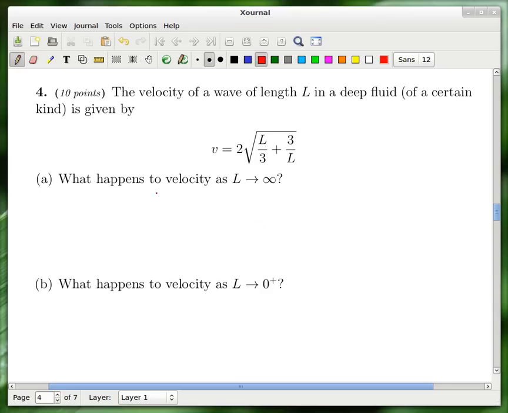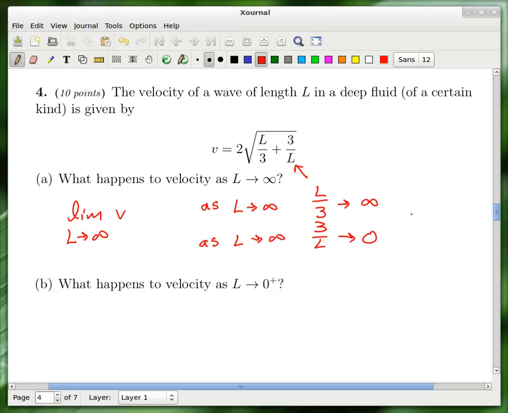I guess maybe you could write this in fancier form. This is the same question as: what is the limit as L goes to infinity of V? Really, you just ask yourself what happens to each of these two internal parts. As L goes to infinity, L over 3 goes to infinity, right? Because if you have a million bajillion divided by 3, it's still a really huge number. And as L goes to infinity, 3 over L, the other little component under the radical here, is going to be 3 over a really huge number, and it's going to be 0.